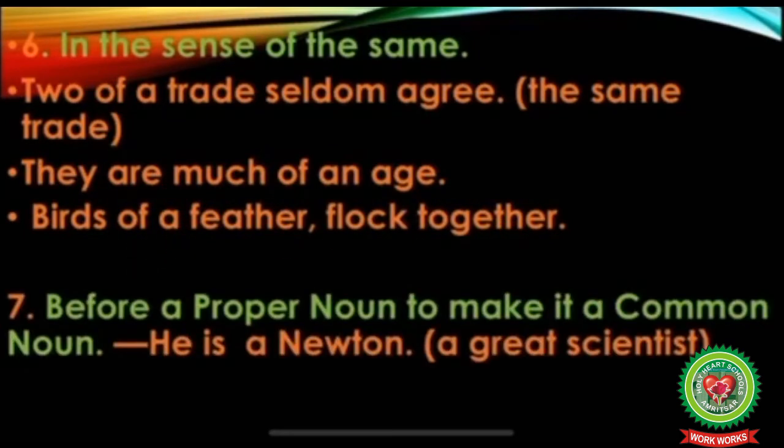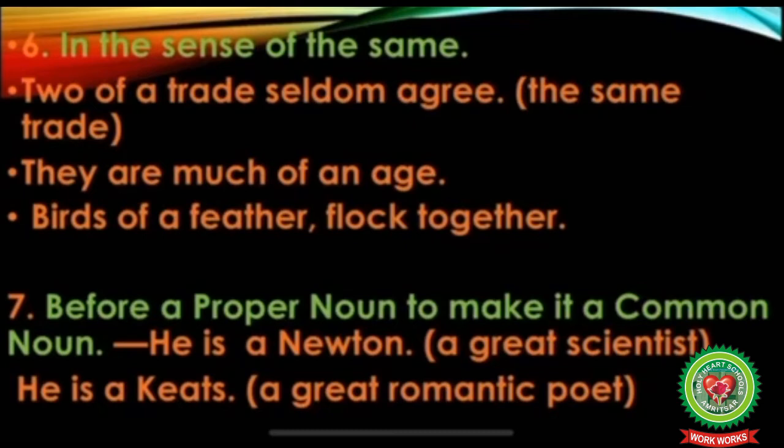Now children, next is before a proper noun to make it a common noun. When we make a proper noun a common noun, then we will be using article a before it. See the example. He is a Newton. So Newton is the name of a great scientist. So I'll be calling this person a Newton. So it means this person is also a great scientist like Newton. So we will be using article a before the proper noun because we have made it a common noun.